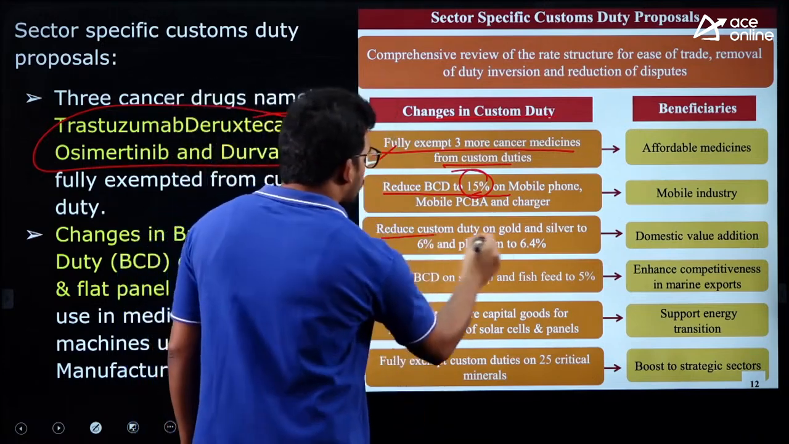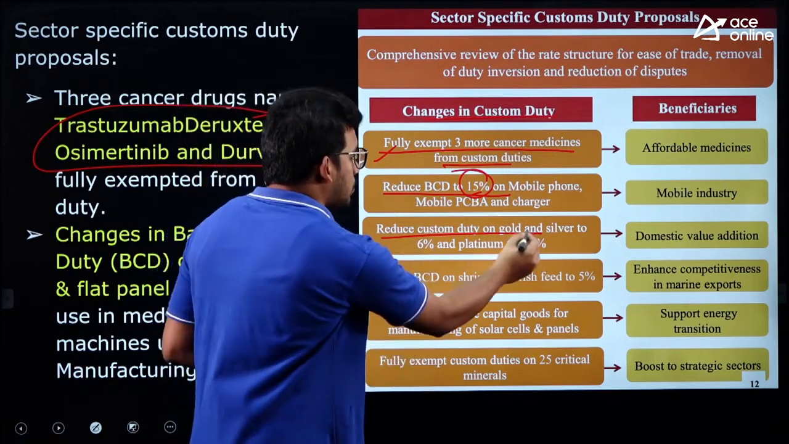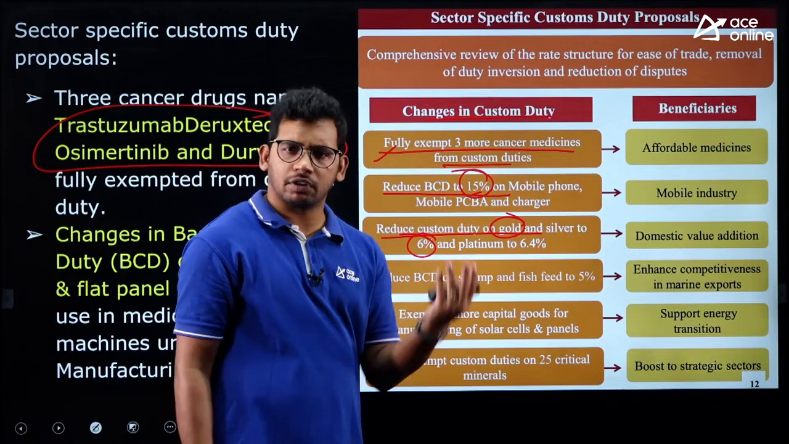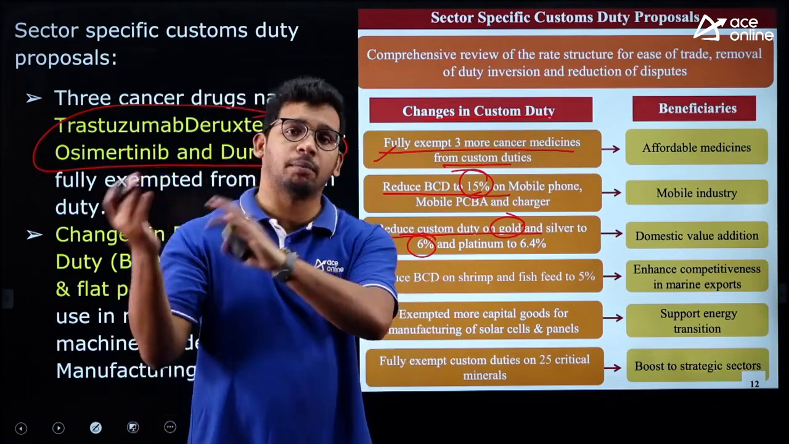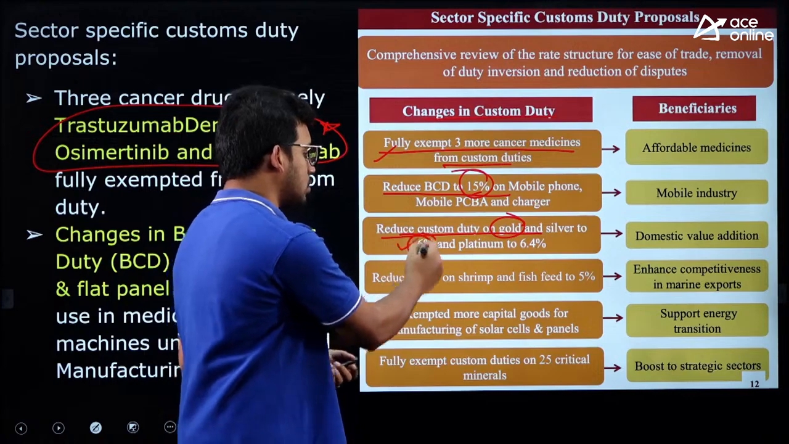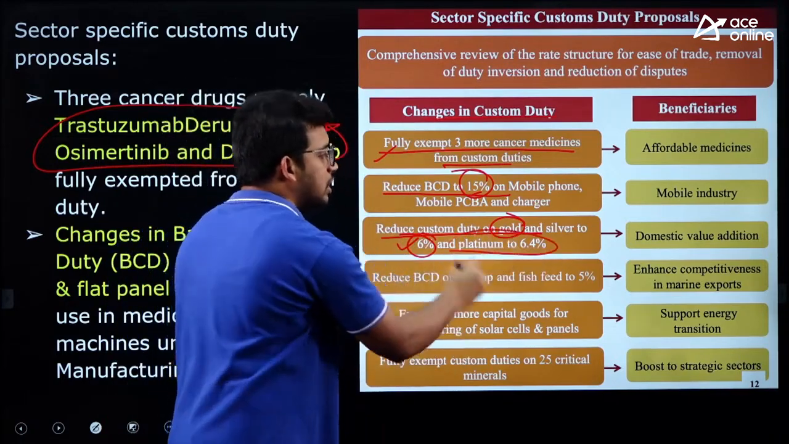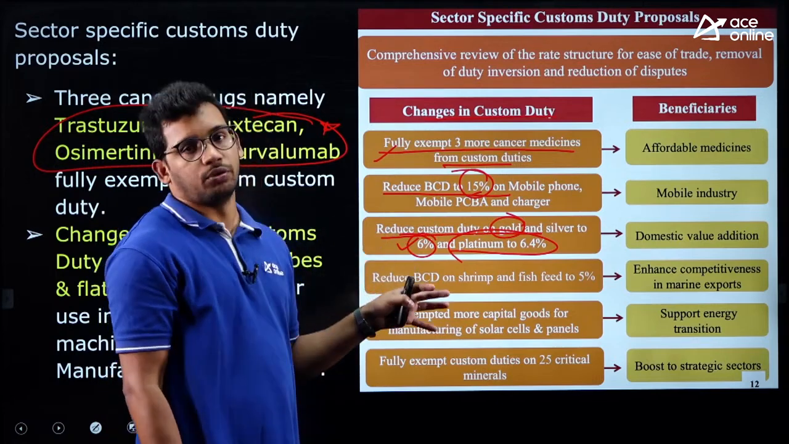Now reduce custom duty on gold and silver, right. So gold and silver they are going to reduce to 6%. Earlier it was around 10 or 12%. So now if you want to buy gold from other countries, that will be less cost, right. So 6% they have come to, and platinum 6.4. So they have reduced the import or custom duties, fine.